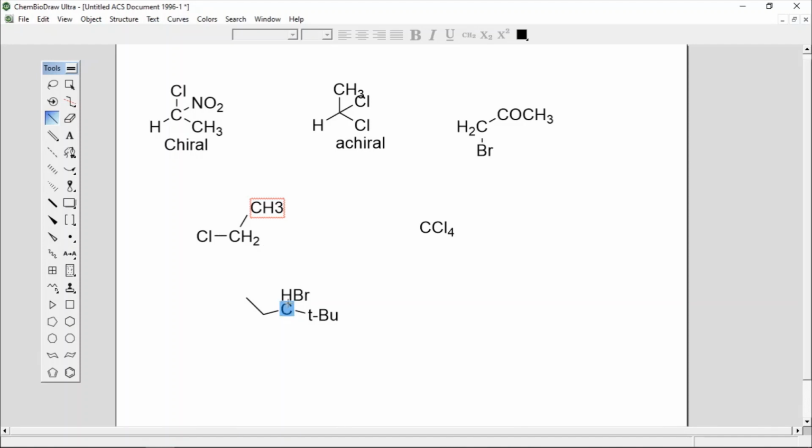It's a chiral carbon, because this carbon is attached to this C2H5, this tertiary butyl, hydrogen and bromine. So all these four groups are different. Yes, the carbon is attached to C2H5, tertiary butyl, hydrogen and bromine. It means this carbon is attached to four different groups, and this carbon will be a chiral carbon.